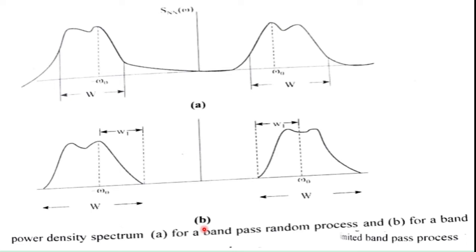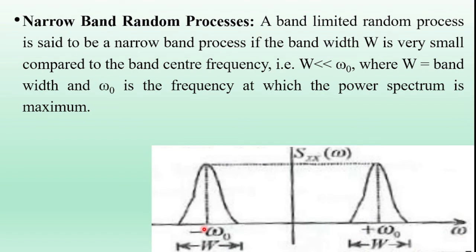Next, fourth one is narrowband random process. And what is narrowband random process? And this is the graphical representation of narrowband random process. A band limited random process is said to be a narrowband random process if the bandwidth W is very small compared to the band center frequency. That is, bandwidth W is very much less than omega naught, where W is the bandwidth and omega naught is the frequency at which the power spectrum is maximum.